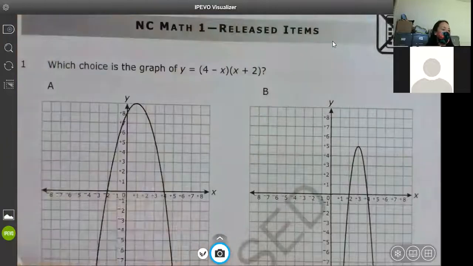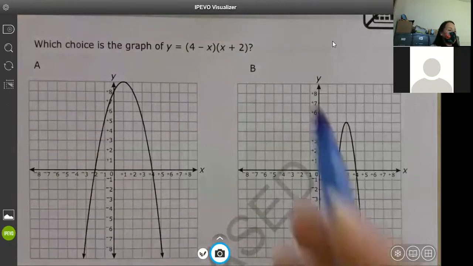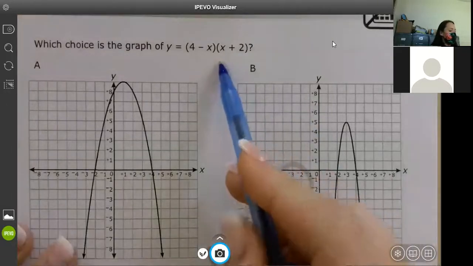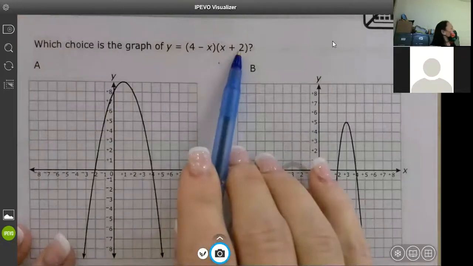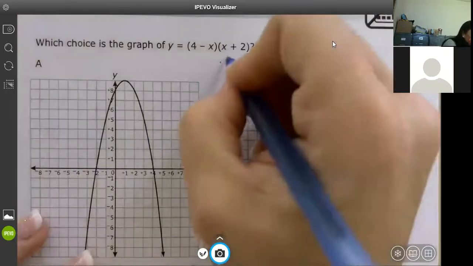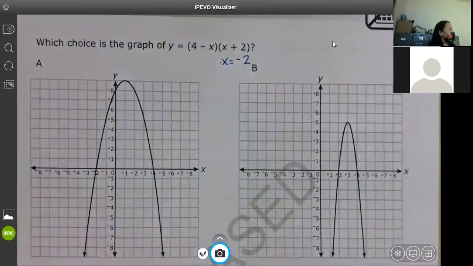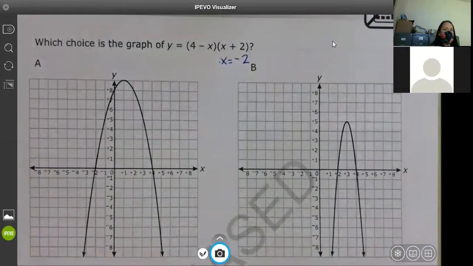And we kind of saved it till last so you guys can maybe retain a little bit more information. So if we look at this, number one says which choice is the graph of y equals 4 minus x and x minus 2. Remember that this is the factored form. And these numbers, remember when we solved them, we just took them outside of the parentheses and changed the sign, are actually the x-intercepts. So we said when we solved it that x was -2. So that's the first one. We'll talk about the other one in just a minute.